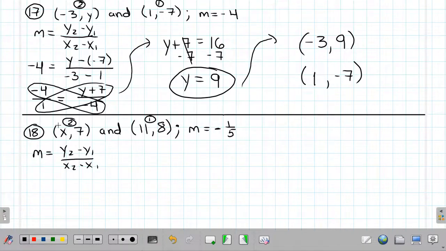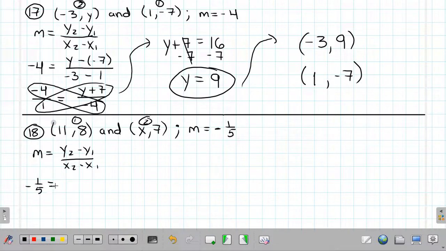Once again, I called this 1.2 because, and if it even helps you, erase them or write them down in a different order. So in this case, number 18, I'm actually just going to erase these 2 points. If it's confusing you about the points being flipped around, well then make the first point 11, 8, and make this point x, 7. So that way now you can just call that point 2 and that point 1. And then that way, all right, let's fill this out.